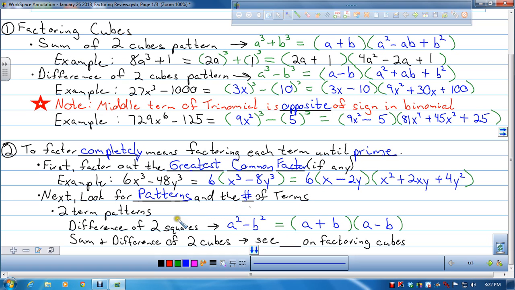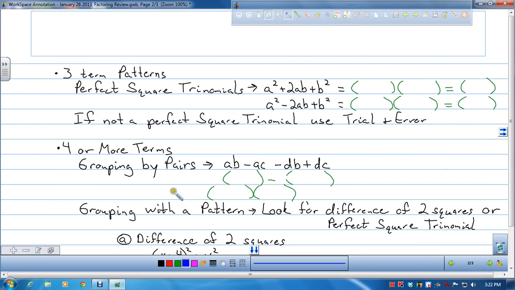The sum and difference of two cubes would be the other pattern you're looking for, and we covered those up top here. So see number 1 on factoring cubes. Alright. Okay, so we've got some three-term patterns. You know, your basic factoring that you guys were used to being exposed to originally.